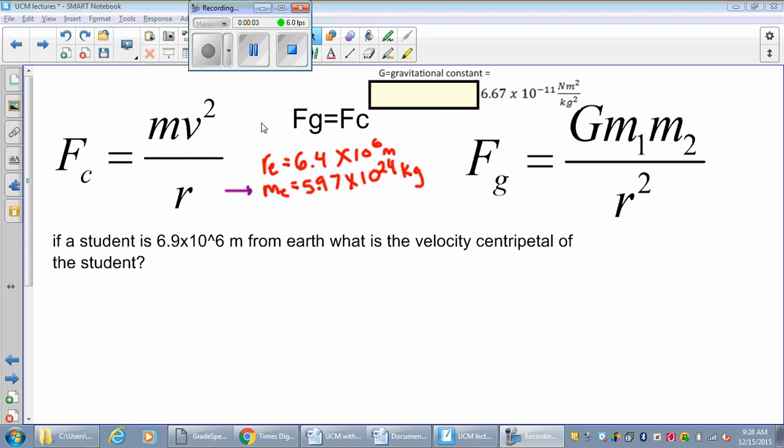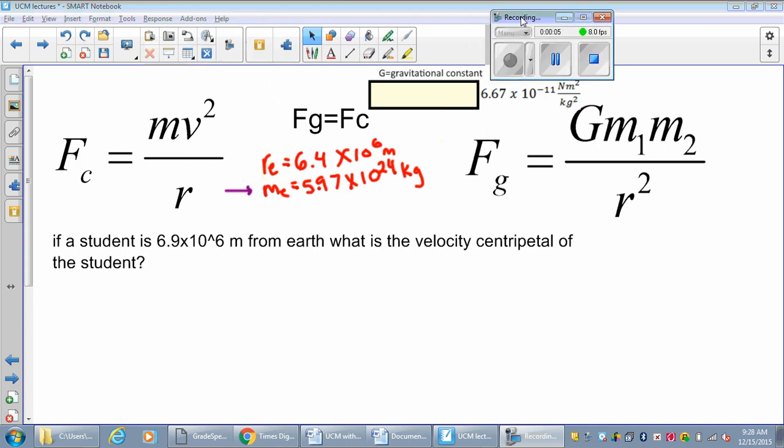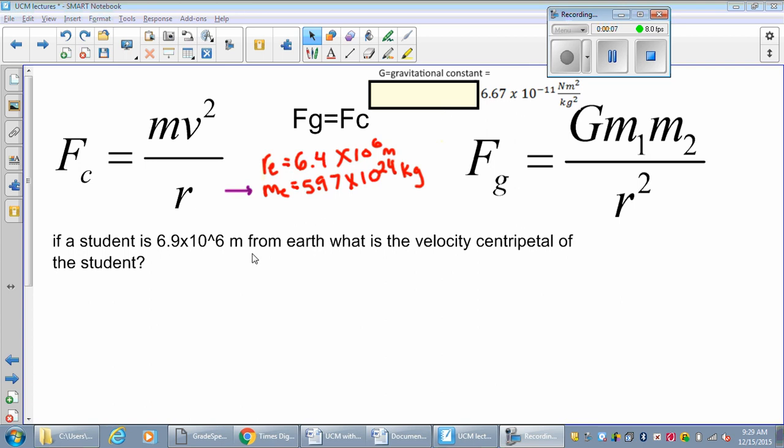Okay, this one seems really simple, but it has some kind of complex physics in it. This is part D. This is the hardest part of the chapter we're going to do. If a student is this far from Earth, so a little bit further than the surface of the Earth, 6.9 times 10 to the 6 meters from Earth, what's the velocity centripetal? So I'm going to start out by underlining velocity centripetal.